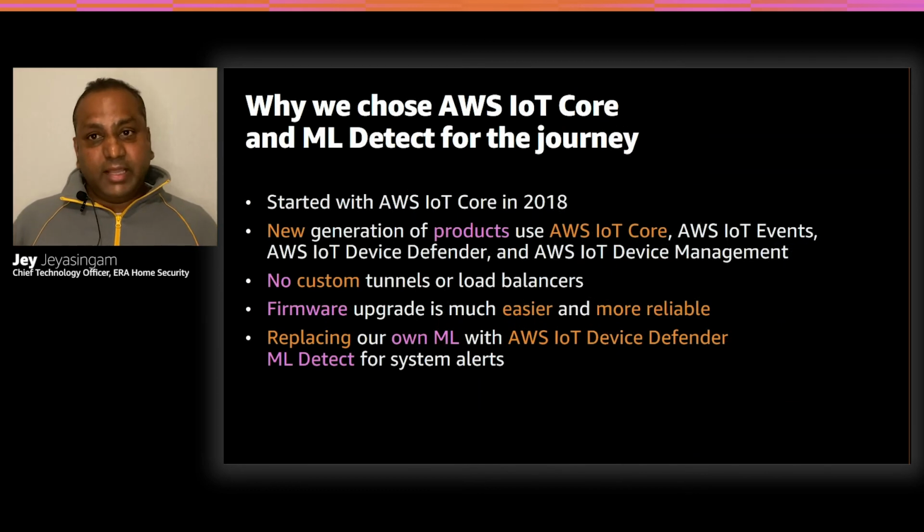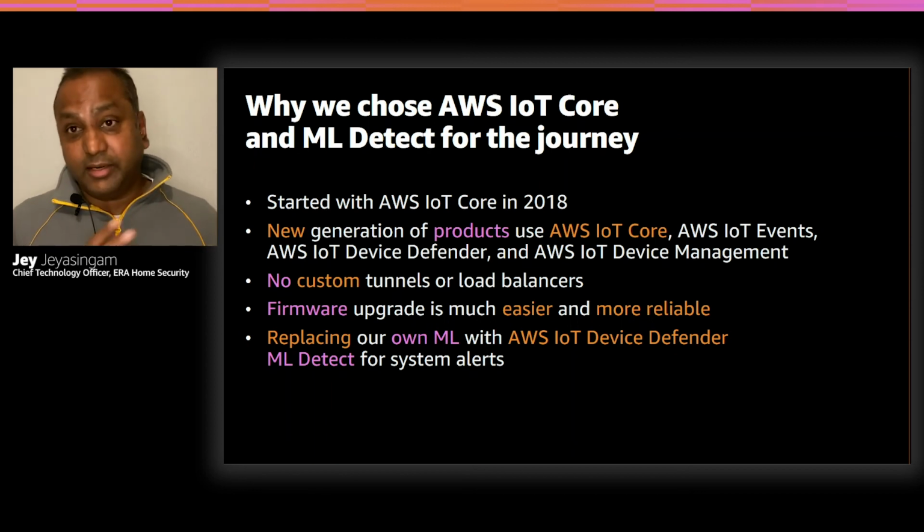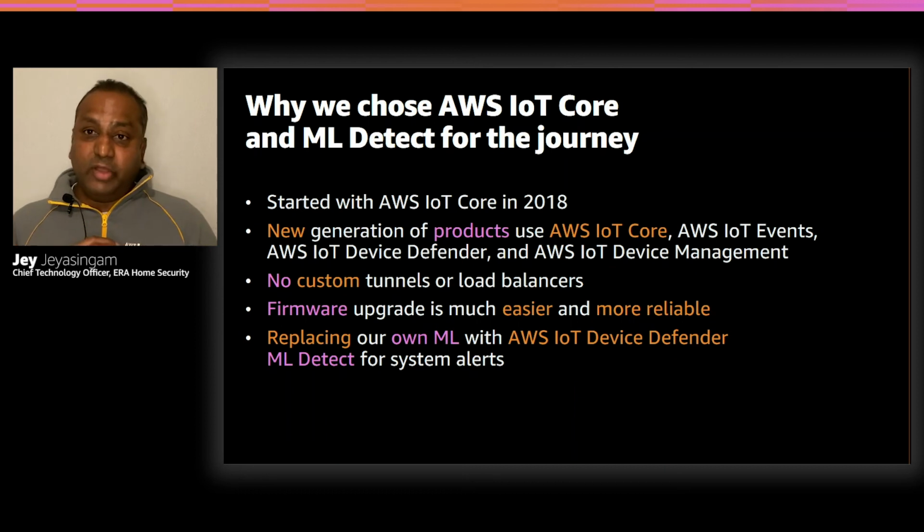Back in 2018, we decided that we wanted to go for a new architecture. So we started using AWS IoT Core to replace our tunnels. Then we ended up using more IoT services like IoT Events, Device Defender, and Device Management. The first thing is that when we started using AWS IoT Core, we replaced our tunnels. And firmware upgrade became much easier because once we push the firmware, we are able to see how many firmwares successfully upgraded and how many failed, 2%, 3%, we are able to see that.